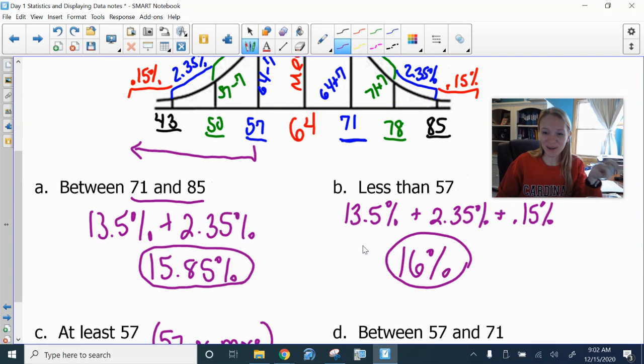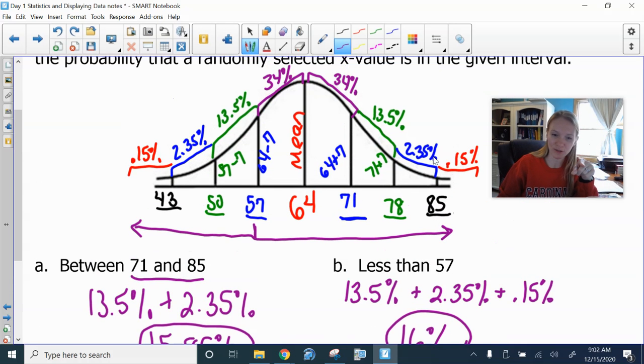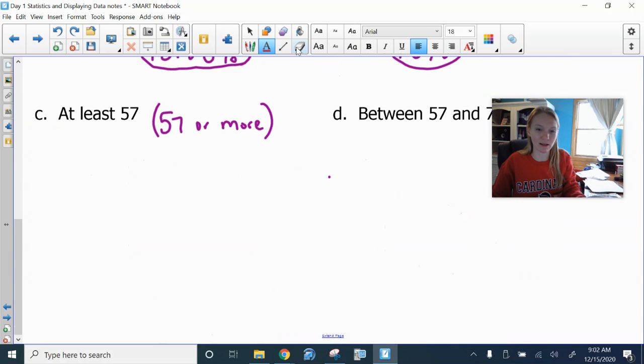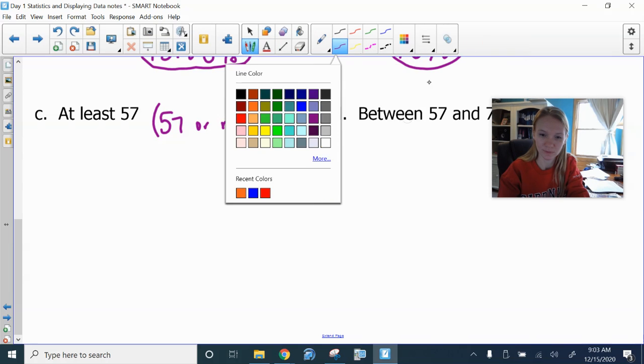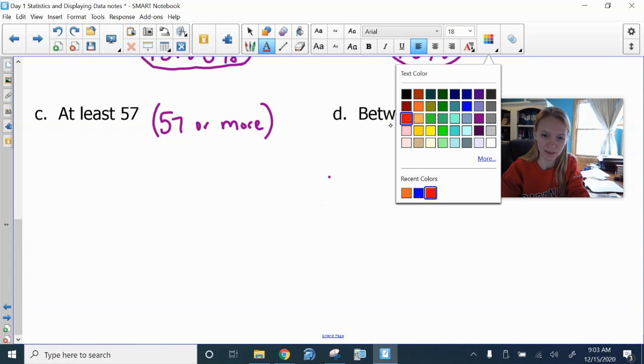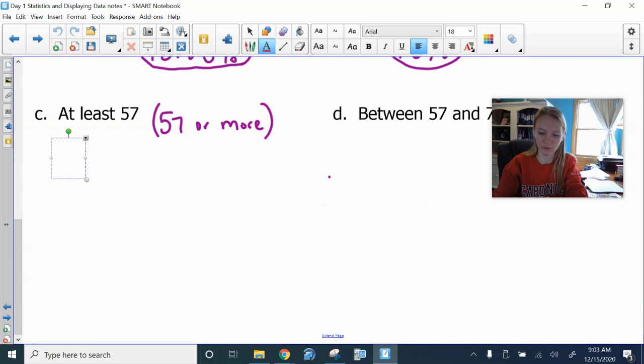At least 57, so that's going the other direction. So you could add all of these numbers up. We could add our 34 plus our 34 plus our 13.5 plus our 2.35 plus our 0.15. Or, so I'll write that in there. Why not? Actually, I'll type it in there because I can do that faster. Maybe. If my mouse decides to work. It's like one or the other. I don't get both for some reason.